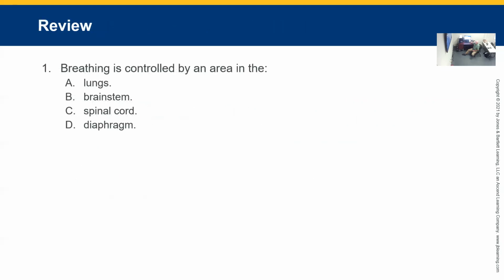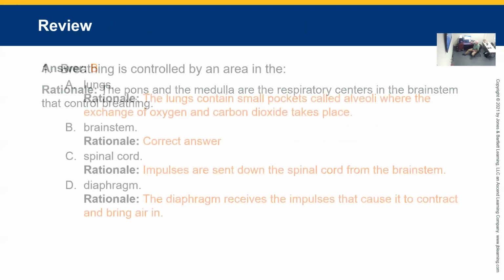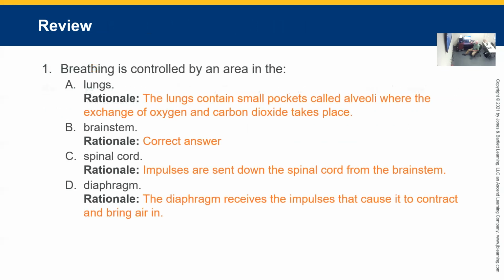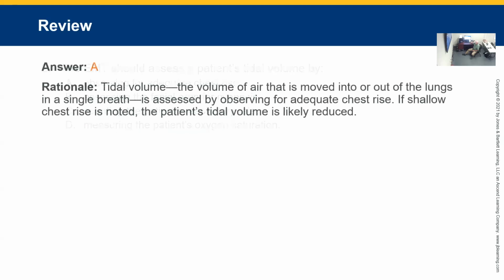All right. So breathing is controlled by what area? Lungs, brainstem, spinal cord, diaphragm. On to the medulla. Brainstem. And that's the tidal volume, by observing the chest rise. Chest rise.